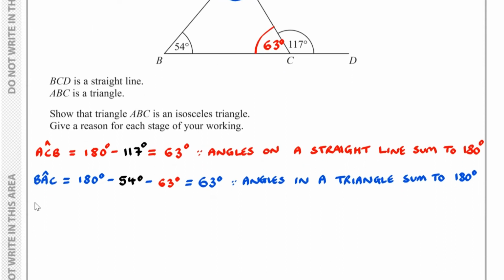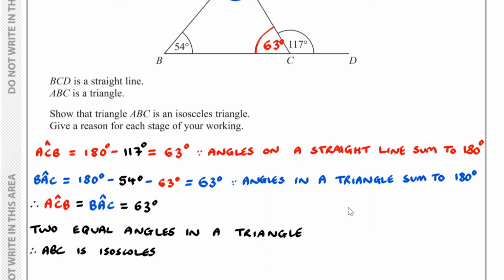And therefore, what we see is the angle ACB equals the angle BAC, which is 63 degrees. So we've got two equal angles in a triangle, and therefore ABC is isosceles.